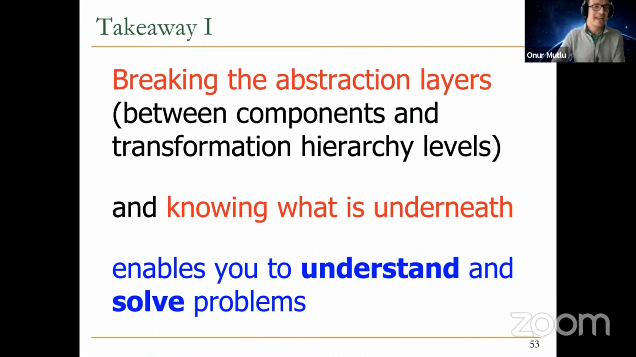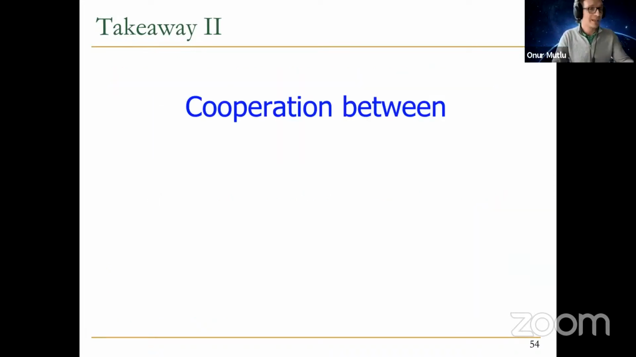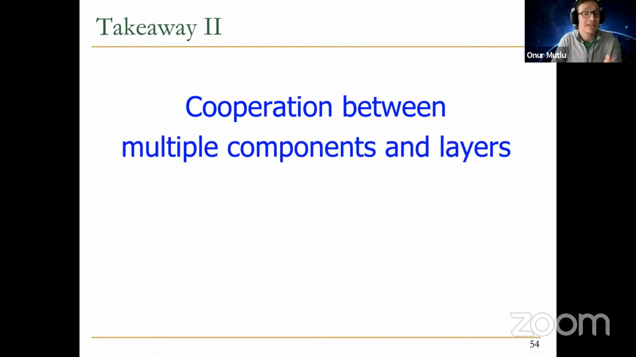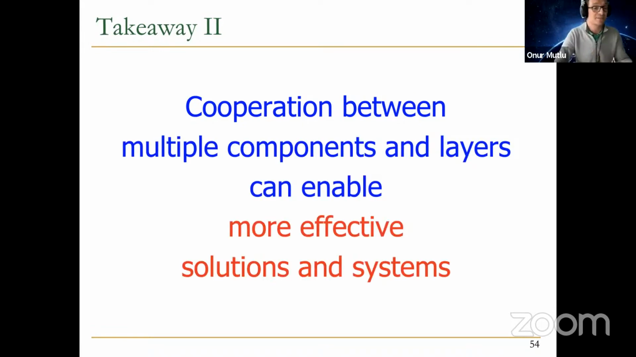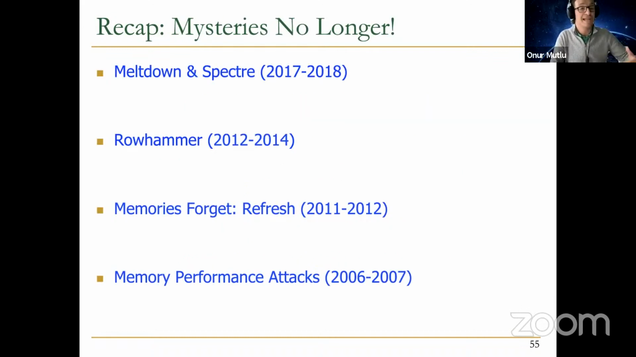Okay, so again, my takeaway is that breaking the abstraction layers between components and transformation hierarchy levels, and knowing what is underneath, enables you to understand and solve problems and essentially design better systems. The second takeaway, hopefully, will be clear: cooperation between multiple components and layers can enable more effective solutions and systems. And that was how we started the course also. We want hardware-software cooperation. We want cooperation across the stack.